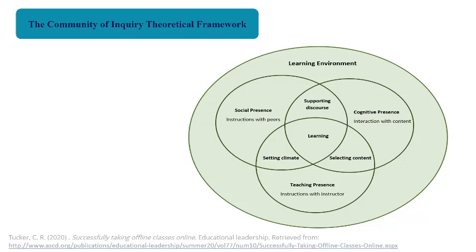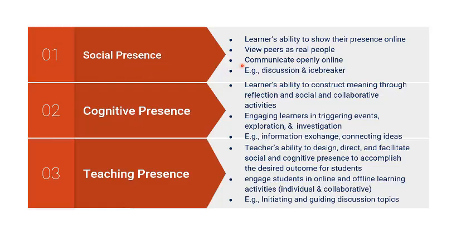The community of inquiry framework is composed of three interconnected presences, as we can see from this slide. So here is the teaching presence, here is the social presence, and here the cognitive presence. The social presence refers to the learner's ability to show their social presence online, to view their classmates as real people and to communicate openly online, for example, through a discussion forum or icebreaker activities so students will get to know each other.